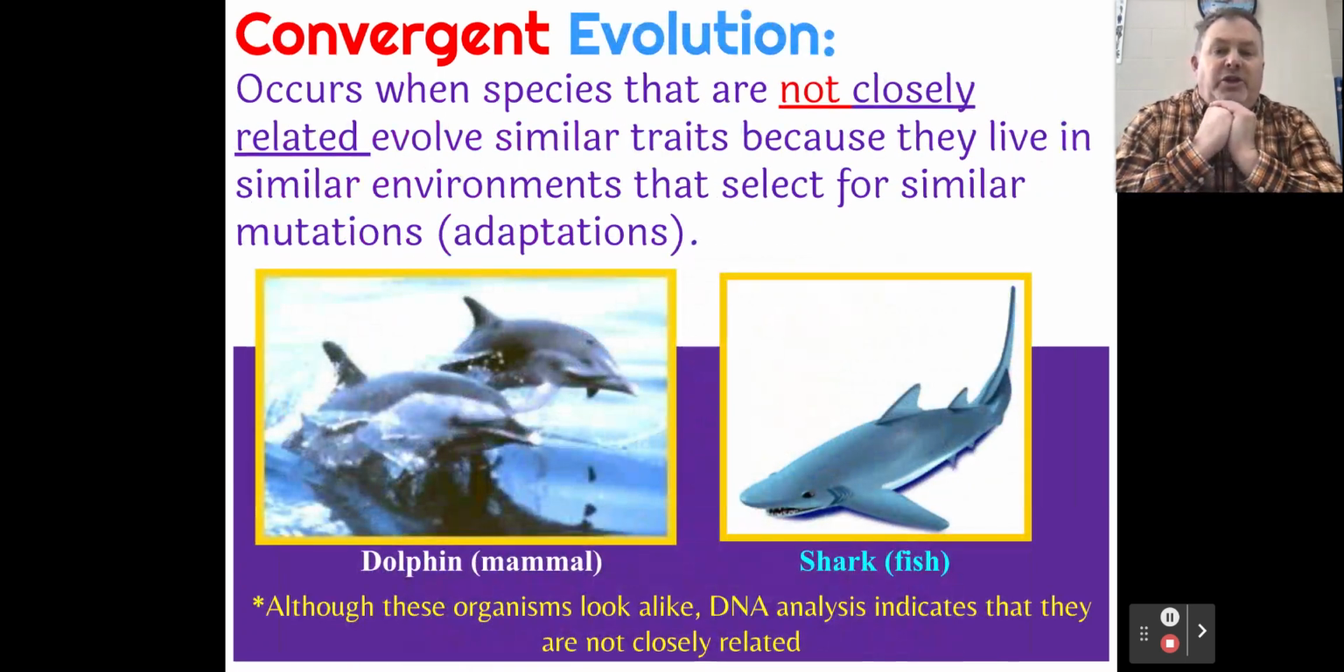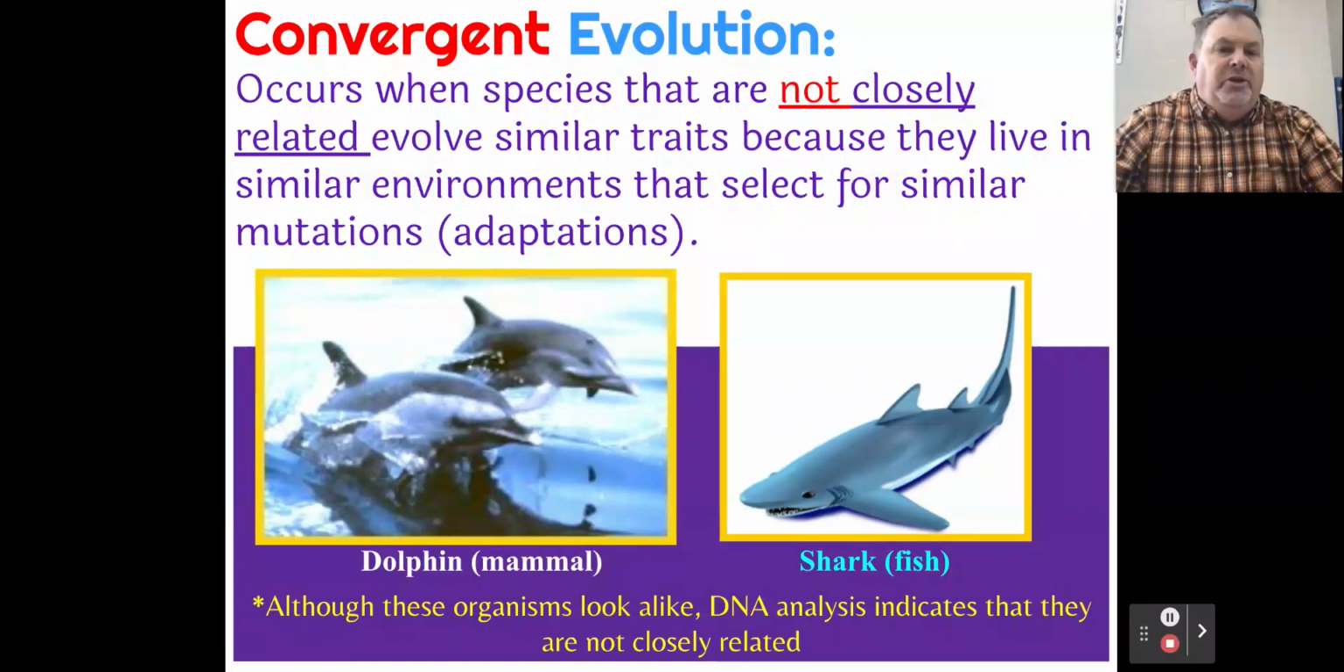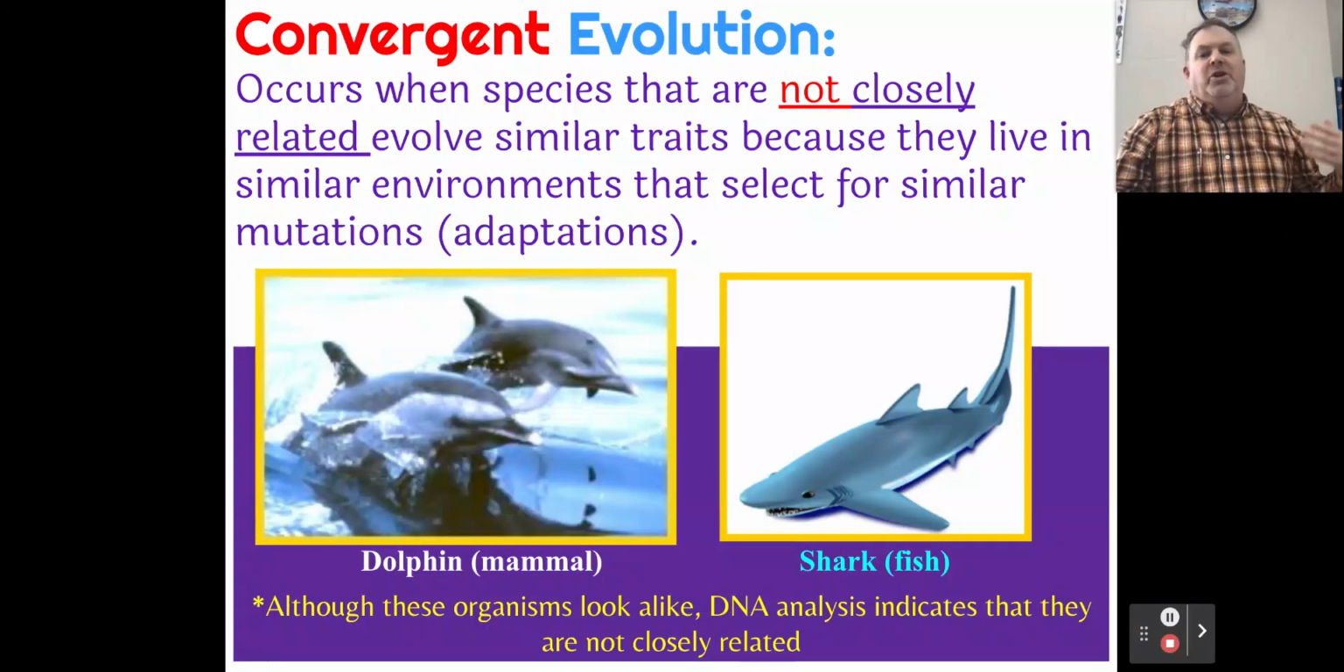Another pattern here that we can see is convergent evolution. This occurs when species that are not closely related evolve similar traits because they live in similar environments. One of the classic ones that we can give you is this water environment.